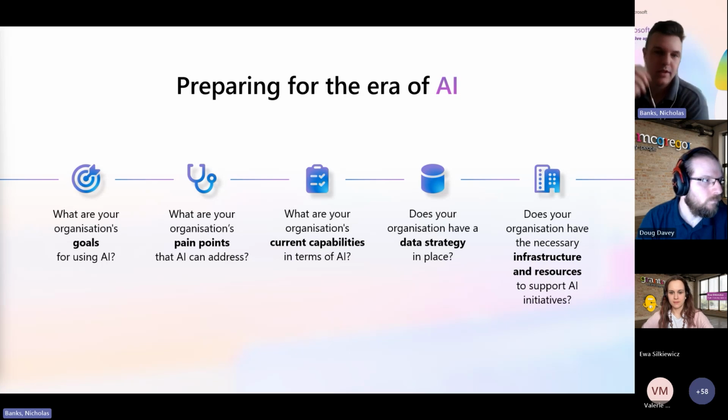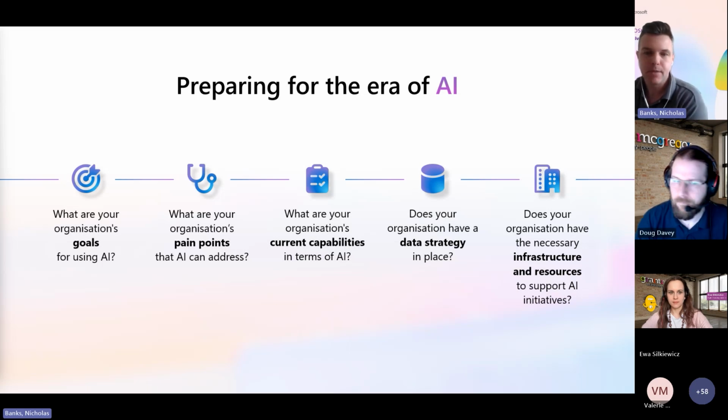Number two, so what are the pain points? So what could AI address potentially for you? Are there manual tasks that could be automated, more efficient meetings? What are your current AI capabilities? So have you got chatbots in place already, which is becoming more and more common? Have you got people in the business that use AI on a daily basis in other forms in their personal lives? Are they skilled at prompting, as an example?